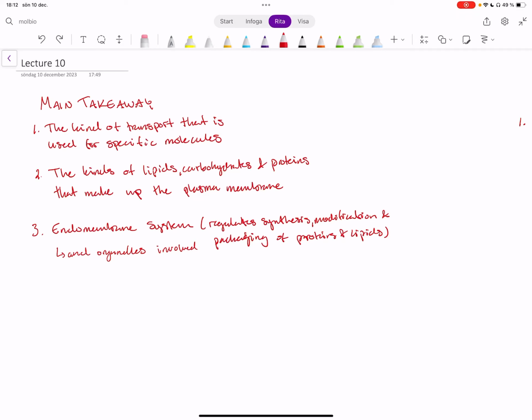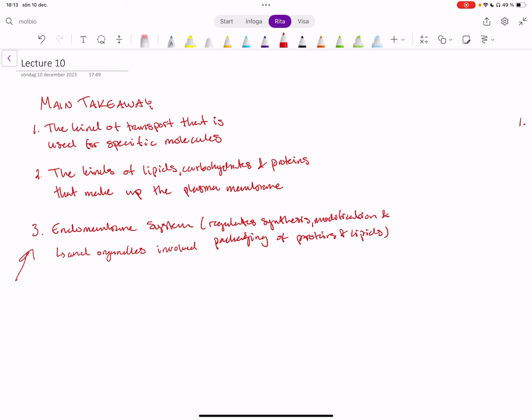Okay, hello everyone. Today I'll be talking about lecture 10. So lecture 10 is about the endomembrane system, and really there's not much to say about it. It's just the synthesis and modification and packaging and transport of proteins and lipids, and that's point 3.